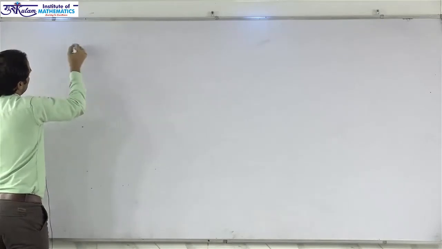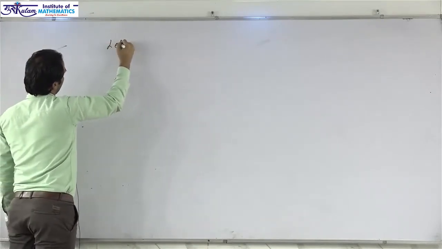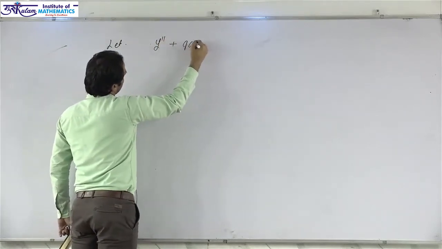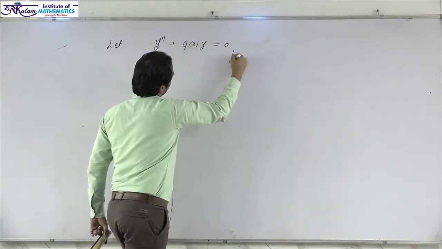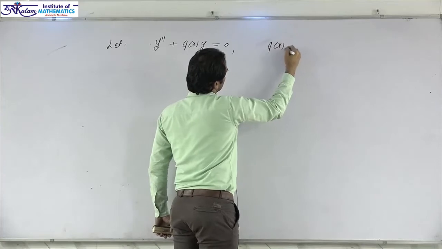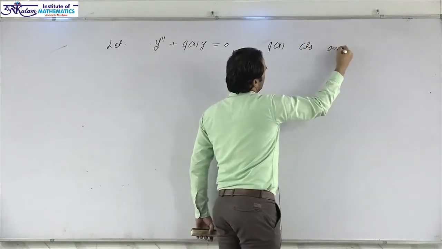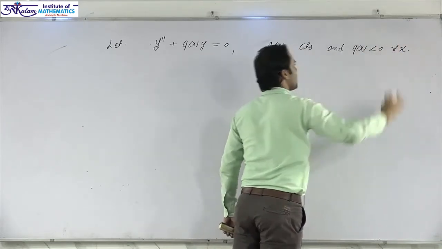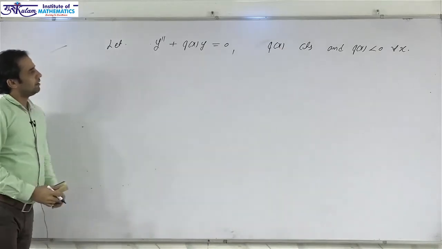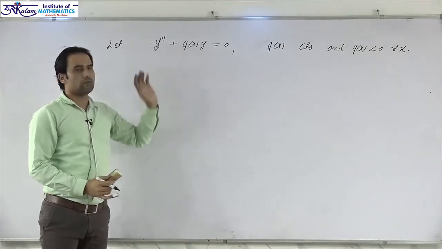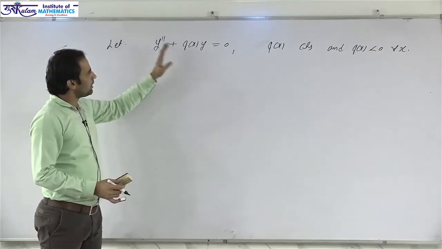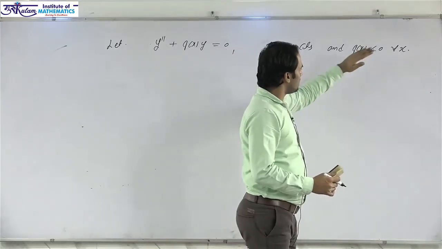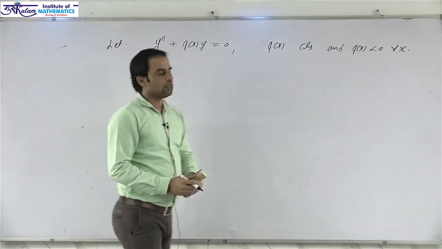So, let us consider a special type of differential equation, y'' + q(x) y = 0, assuming that q(x) is continuous and q(x) is less than 0 for every x. So the coefficient of y' is missing, the differential equation is y'' + q(x) y = 0, and this coefficient of y is continuous and this function is throughout negative for every x.